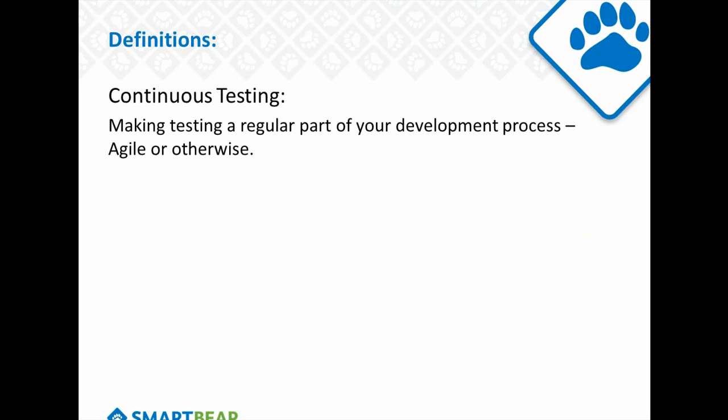The next definition is continuous testing, and this really applies to the Agile development environment. And what we're talking about is making testing a regular part of your development process. This can be Agile or otherwise, but it's continuous testing. It's not that you just bake in a couple of points along the way and perform your testing at those points. You're testing continuously throughout the entire development process. You have your performance engineer plugged in from the beginning.